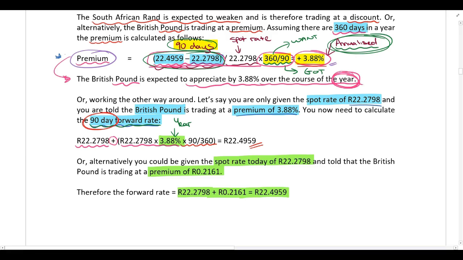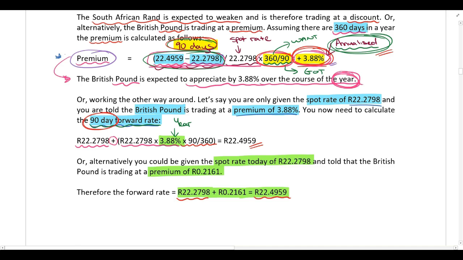We can see that the forward rate requires more rands than the spot rate today, which means the rand is expected to weaken or the pound is expected to strengthen. The rand is trading at a discount. The pound is trading at a premium. If you want to work out that premium, make sure you always annualize it. So multiply it by 360 over 90 in this case, because the forward rate we were given was for 90 days.